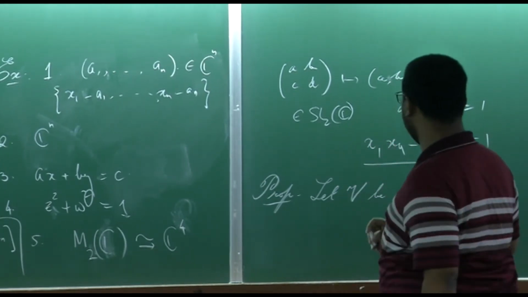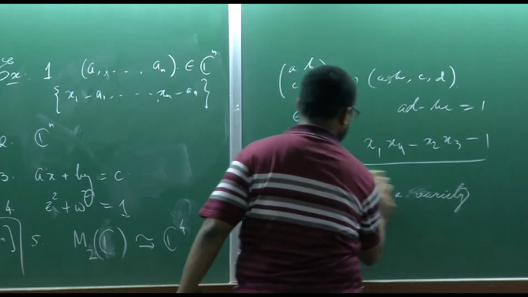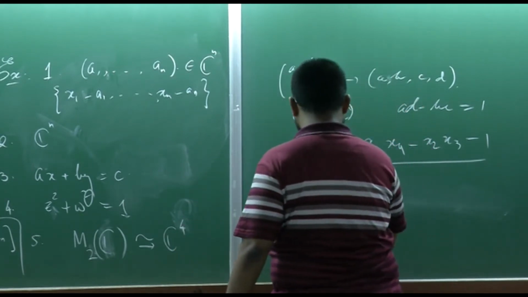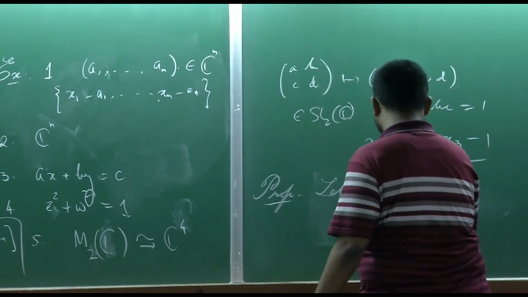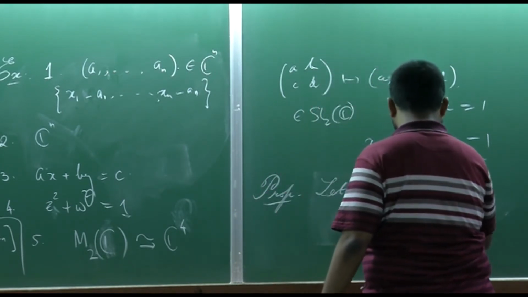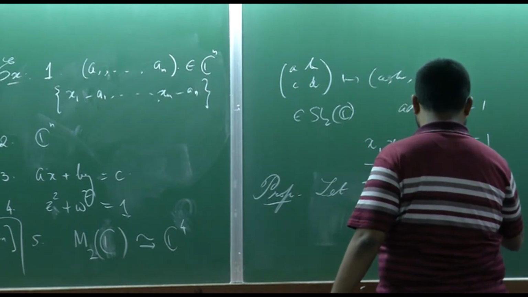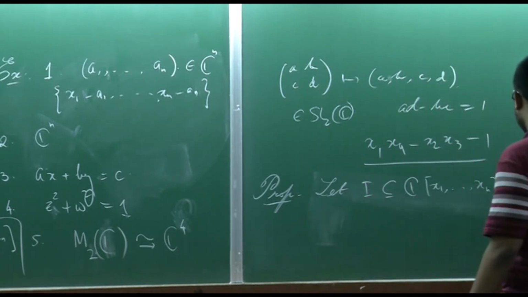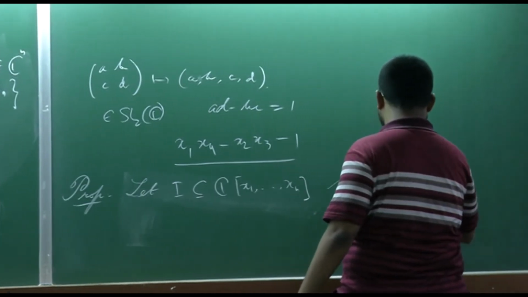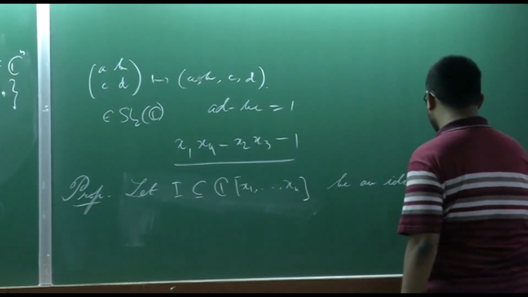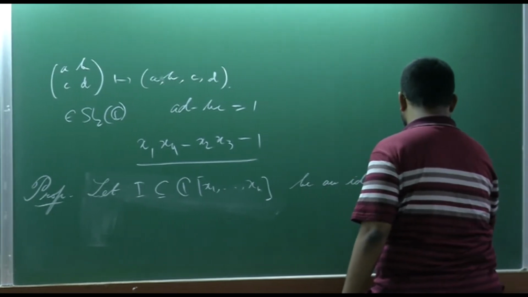Let V be a variety. Okay, maybe I should rather do the opposite one. So, let I be an ideal, which is finitely generated.